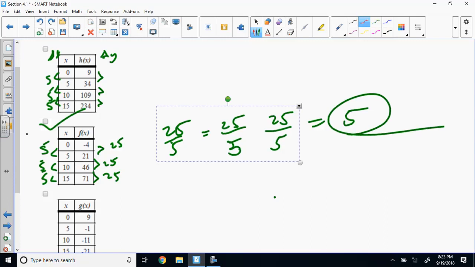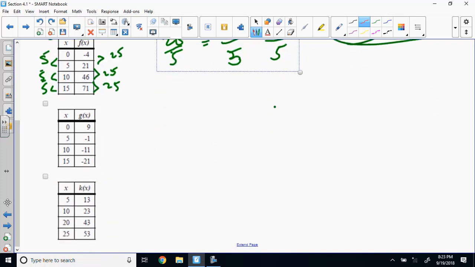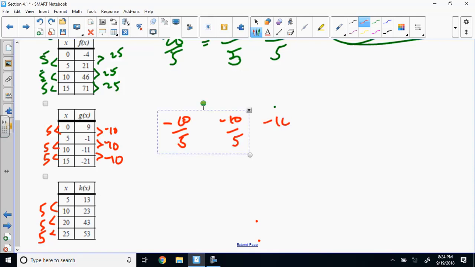I'm going to change the colors. All right, so again, guys, my x's are changing by how much? On all of these, which is real good because once you do one of them, the rest follow that same pattern. All right, so 9 to -1 is 10 spots, but it's going down, right? And then it's going down another time. So that is -10 over 5, -10 over 5, -10 over 5, which is negative what?